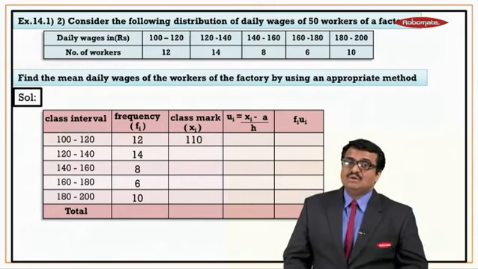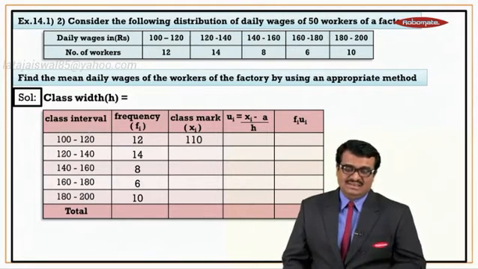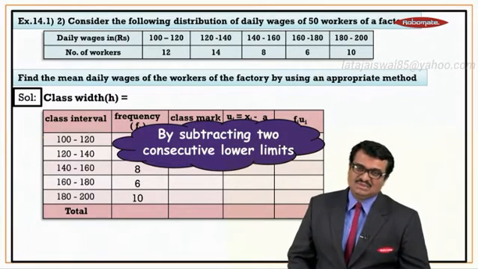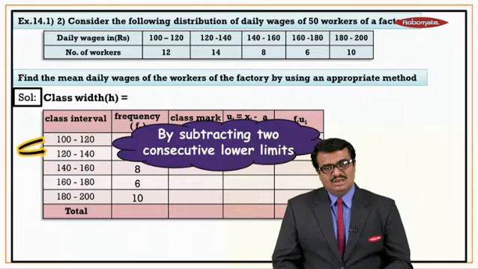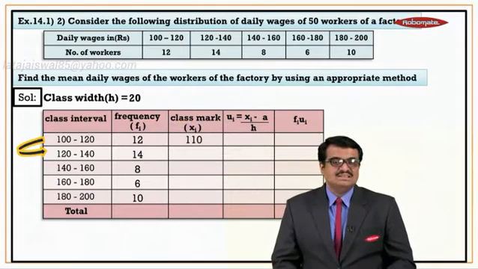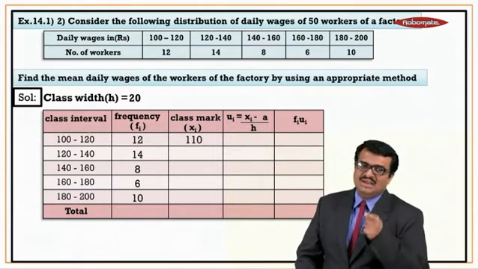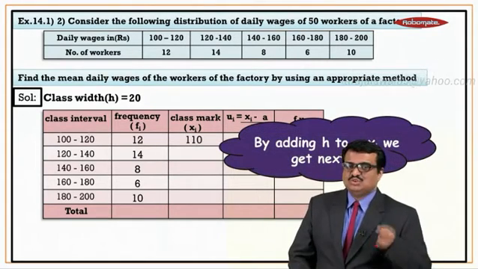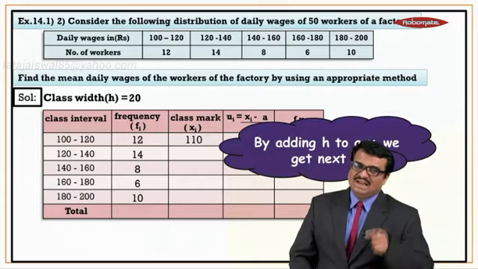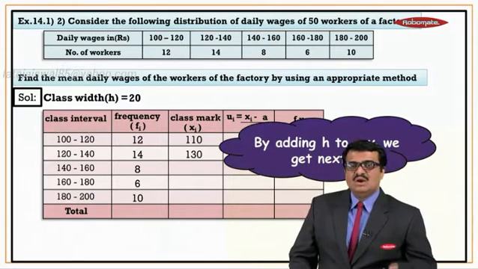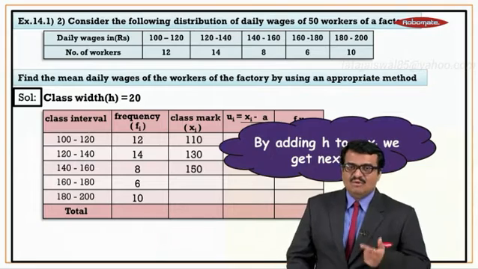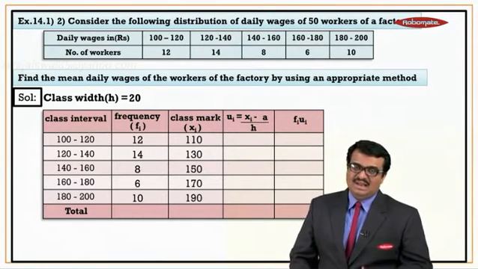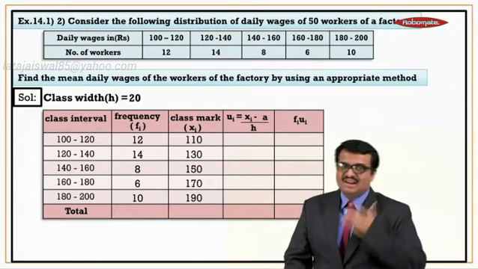And then what are we going to do? We are going to add the class width. Class width, how do you get? By subtracting two consecutive lower limits, you get the class width. So let us subtract two consecutive lower limits. 120 minus 100. How much is the class width? 20. So go on adding 20 to each class mark, you will get the next. So by adding h to every xi, you will get the next one. So 110 plus 20 gives you 130. 130 plus 20 gives you 150. 150 plus 20 gives you 170. 170 plus 20 gives you 190. So all the class marks xi are ready.